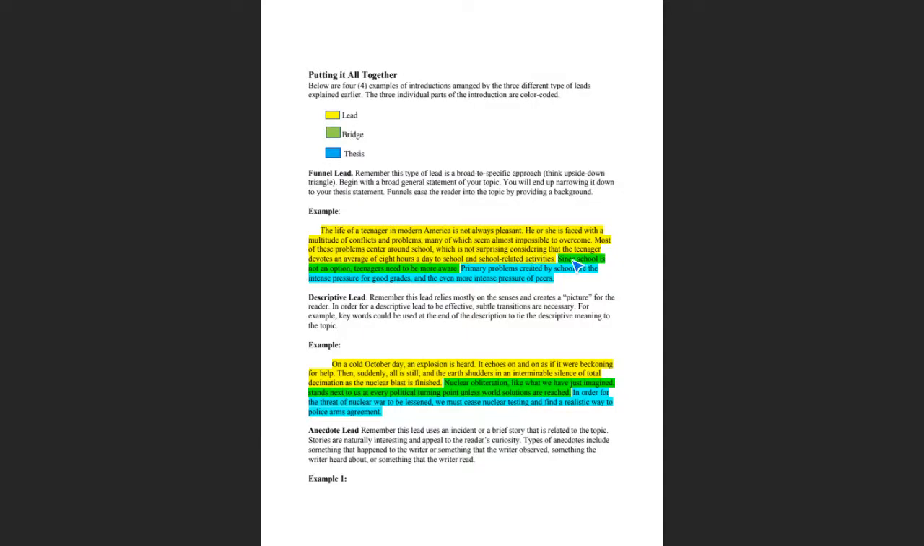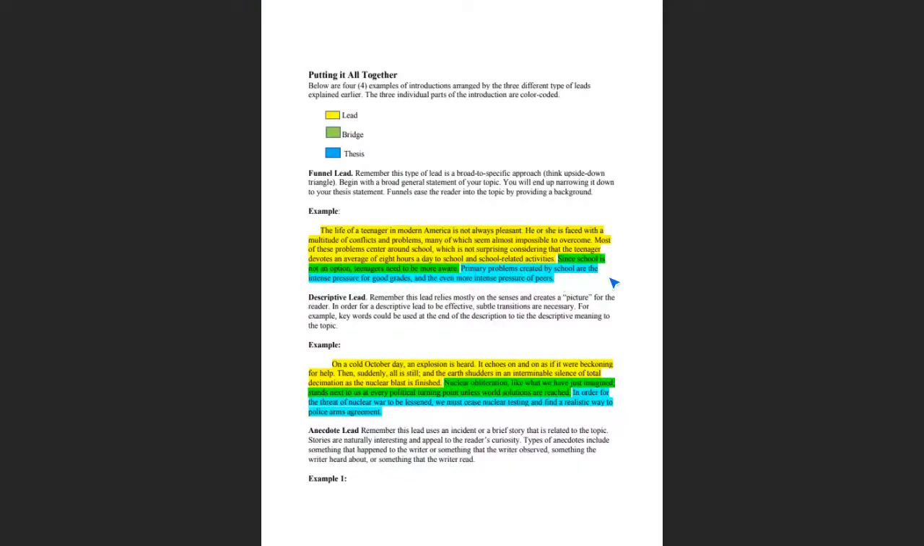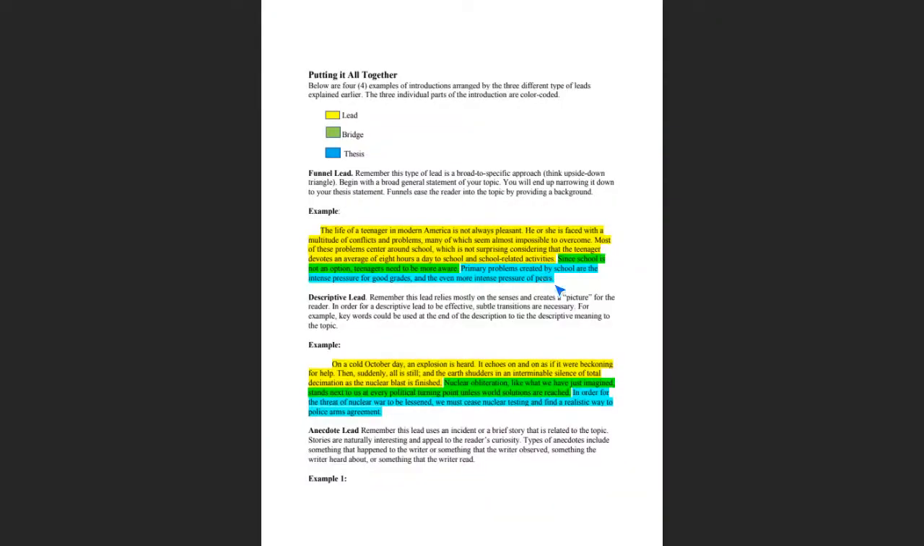The bridge, which is just this one sentence, is: since school is not an option, teenagers need to be more aware. And then this is the thesis. Primary problems created by school are the intense pressure for good grades and the even more intense pressure of peers. This is the thesis statement. This is the argument that this student is going to make in this paper.